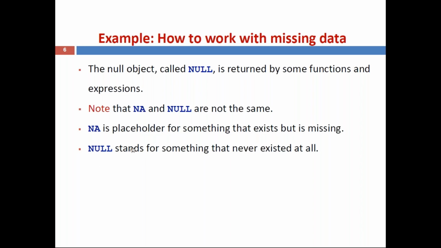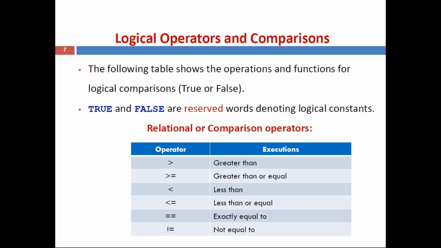Whereas NULL stands for something that never existed at all. Whenever you use NULL, it is for something that never existed at all. That is the difference between NA and NULL. So that's all about handling of missing data using our software.